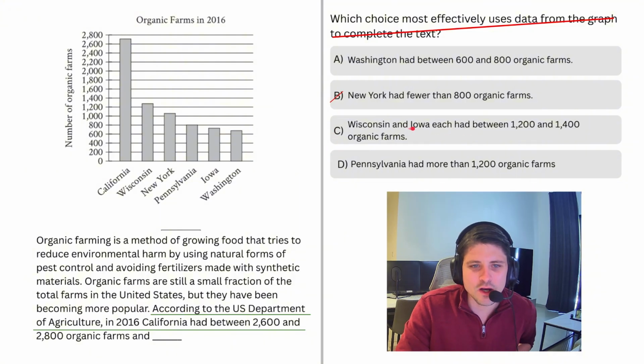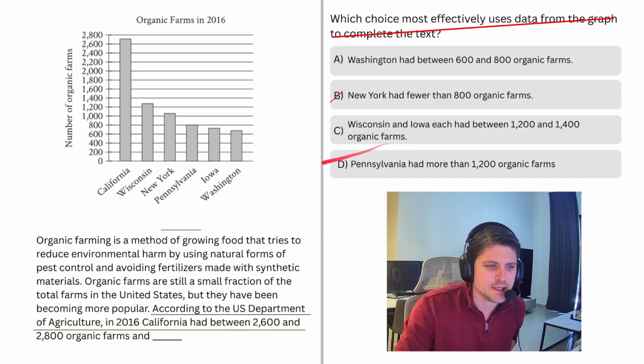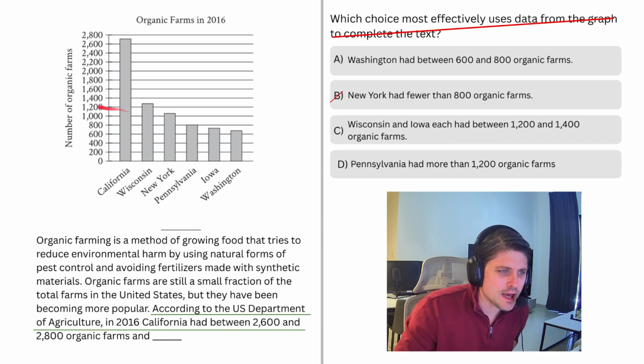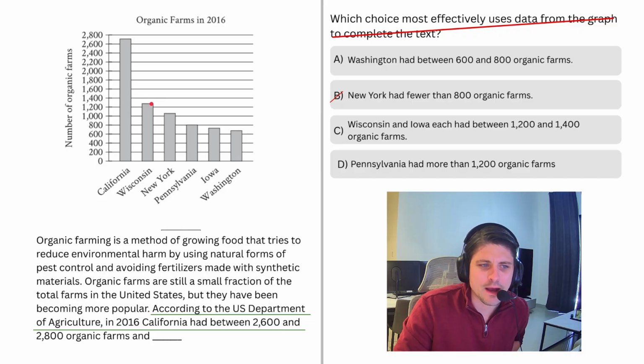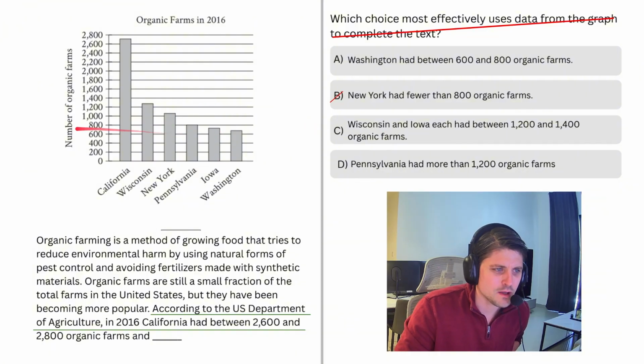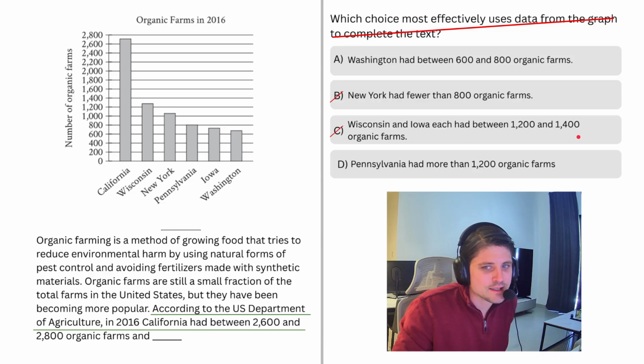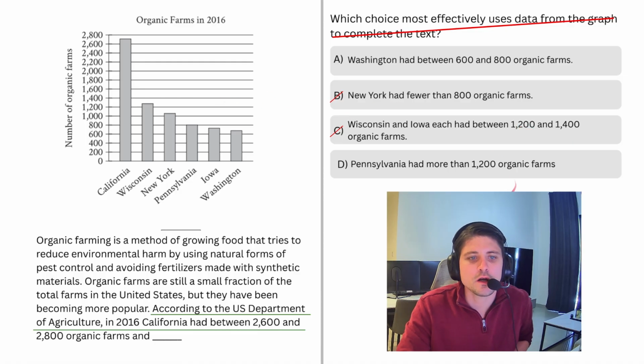C, Wisconsin and Iowa each had between 1,200 and 1,400 organic farms. Okay, so here's Wisconsin. Yeah, Wisconsin had 1,200 to 1,400, it looks like. Now, Iowa as well, it says down here, no. Iowa didn't even have 800 organic farms. So it definitely didn't have between 1,200 and 1,400. That's not correct according to the chart.